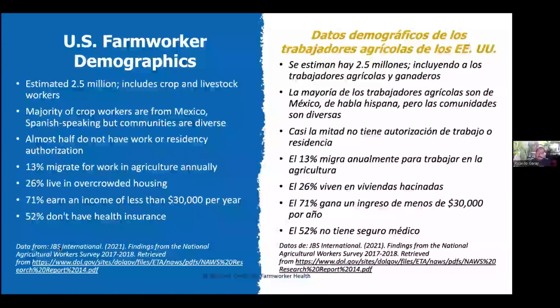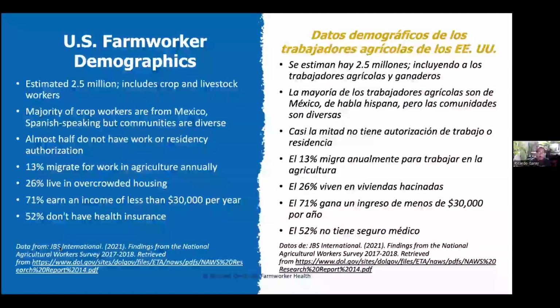Speaking about farm workers and demographics, we want to talk about the context. We are talking about an estimated 2.5 million, and this includes crop and livestock workers.